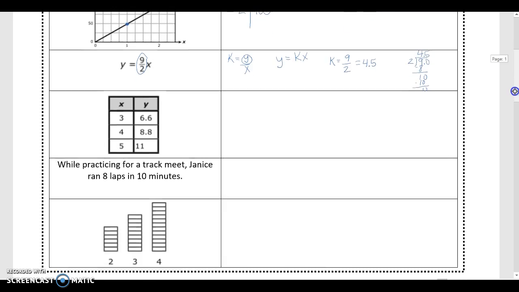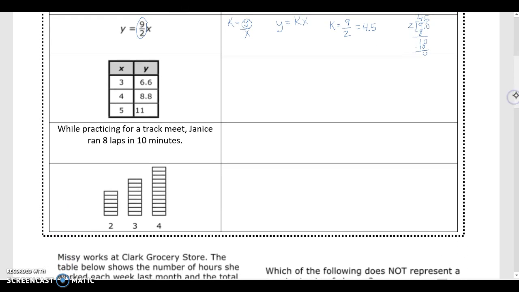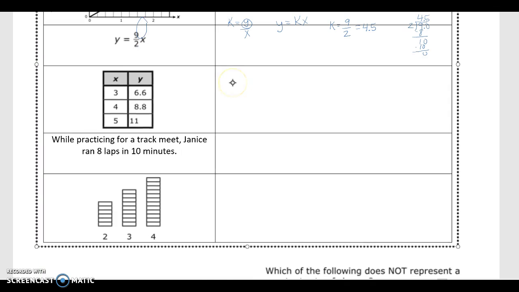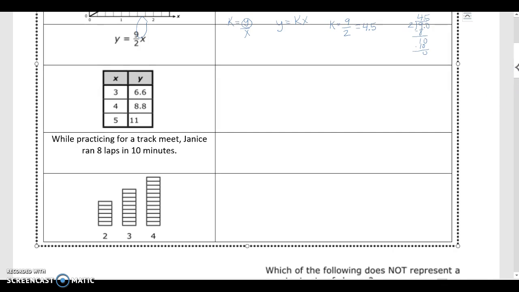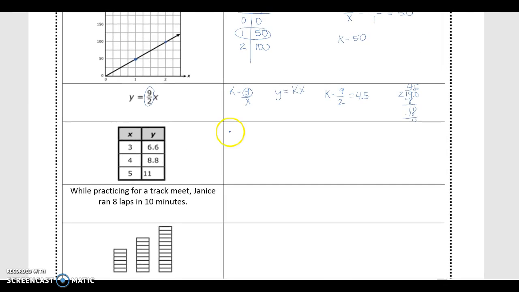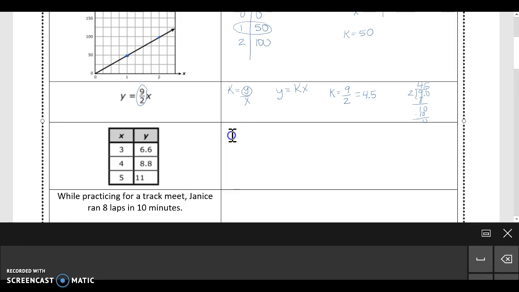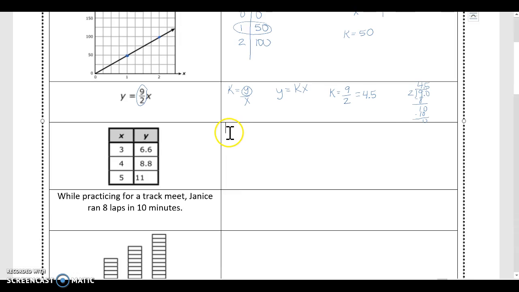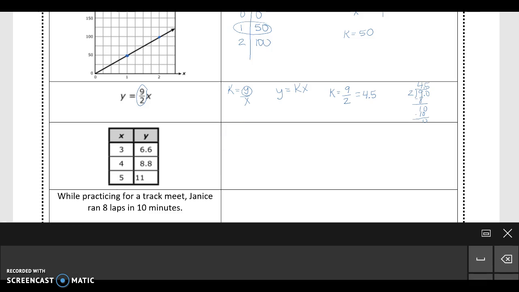Okay. So for the next piece, if you're given a table and you're asked to find the constant or the rate of change, you're going to simply choose a value. I don't know why I did that, sorry. So I can choose any value of K equals Y over X. Why am I having difficulty?